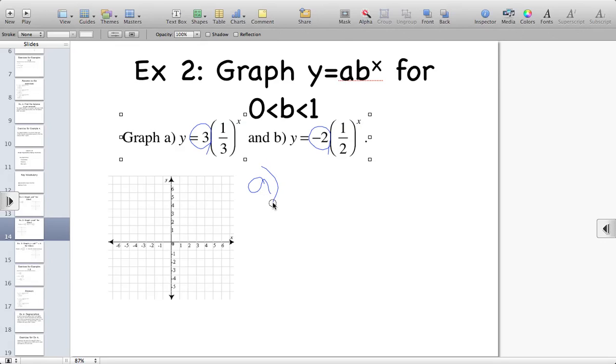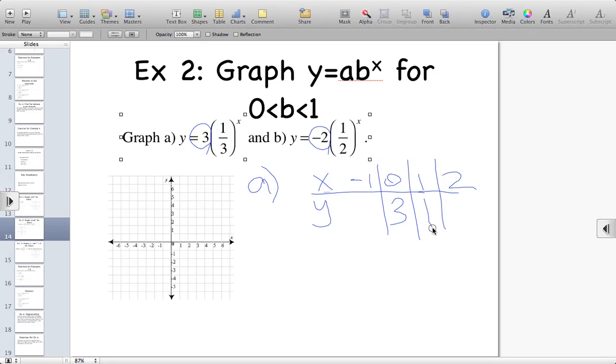So y equals 3 times 1/3 to the x power. I'm going to go ahead and set up my table of values here. So we have x and y. Just for simplicity's sake, I just want to do a couple of values here. So -1, 0, 1, and 2. Let's start with 0. I like starting off with 0. 1/3 to the 0 is 1. 3 times 1 is 3. 1/3 to the 1 is 1/3. 1/3 times 3 is 1.